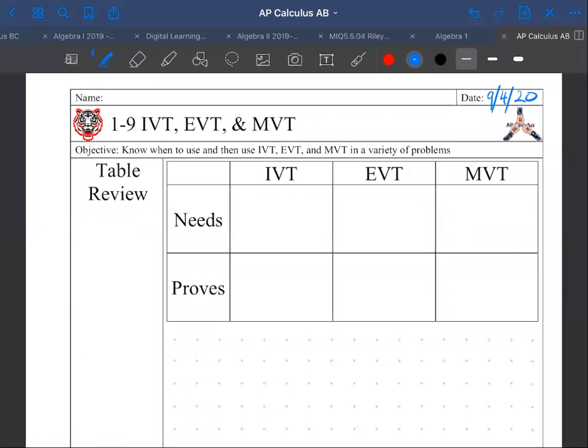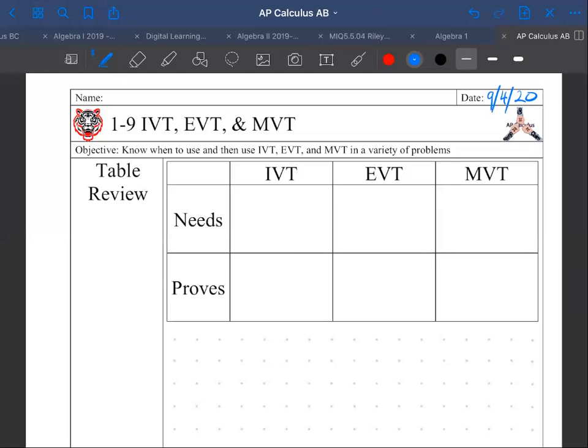Our lesson today is just review: intermediate value theorem, extreme value theorem, and mean value theorem. If I actually wrote those all out, I would not have enough room in that title space. Our objective today, go for it, Andrea. Know when to use and then use IVT, EVT, and MVT in a variety of problems.